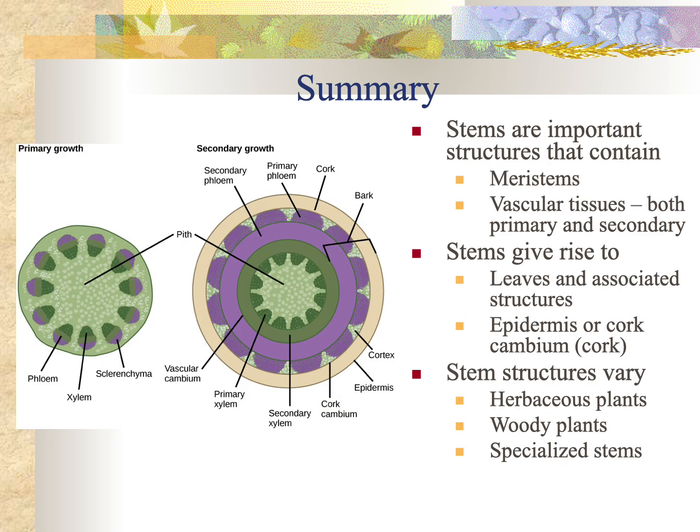So to conclude, stems are important structures. They contain meristems, growth tissues. They are usually full of vascular tissues, both primary and secondary, both phloem and xylem. Stems give rise to leaves, to epidermis and cork cambium, or basically bark. Stems vary in structure. Herbaceous stems have a certain structure. Woody plants usually have a separate structure, and you have specialized stems. But stems themselves are important. We'll refer back to stems as we talk about leaves and roots and things like that.